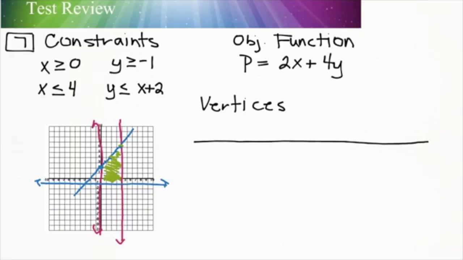Okay, so now I'm going to look at the vertices. Okay, so I'm going to plot all my vertices, and then I'm going to look to see what those numbers are. I'm going to put them over here on the blank. So we've got 4, 6. 0, 2, 4, -1, and 0, -1.